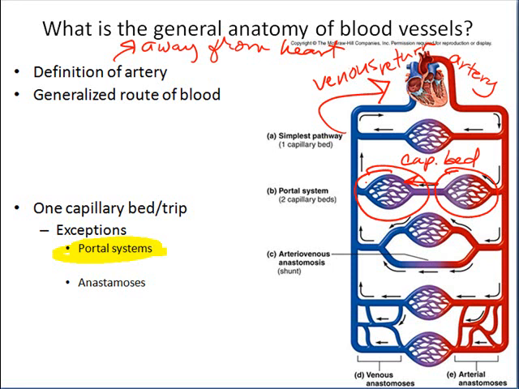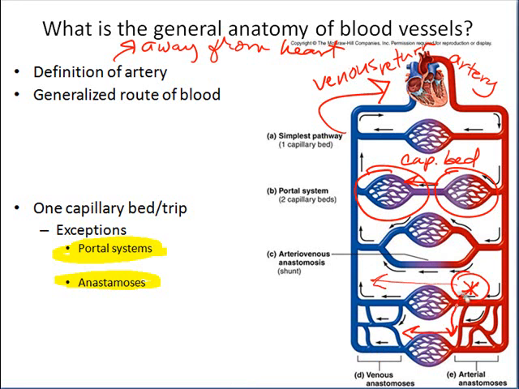Other exceptions to the one capillary bed per trip around the body are these things called anastomoses. An anastomosis, as you'll remember from our discussion of the heart, is a collateral blood flow or an alternate pathway of getting blood delivered to a particular location. So imagine if I am a blood cell down here at this location. I don't necessarily have to travel through this capillary bed. I could, in fact, travel downward through an anastomosis through a different capillary bed.